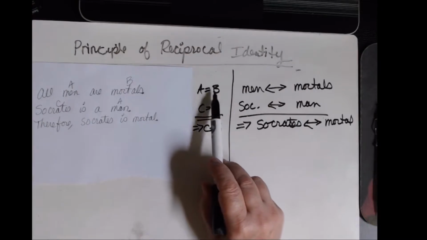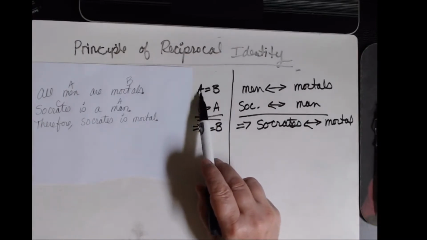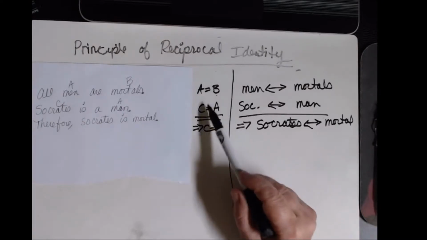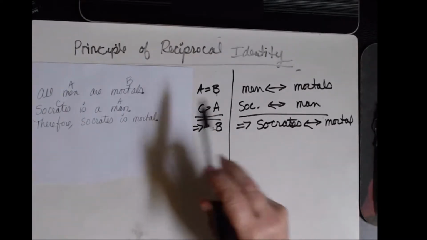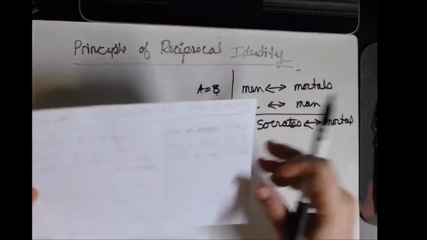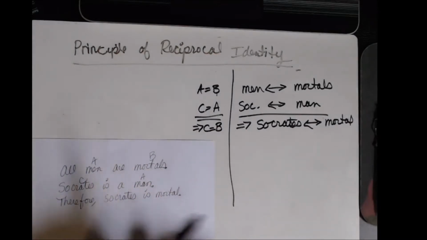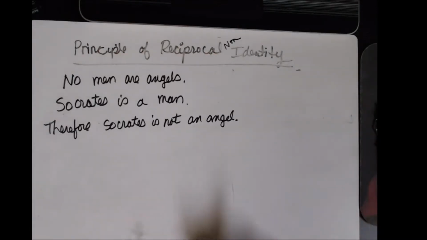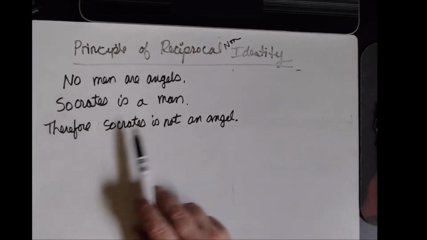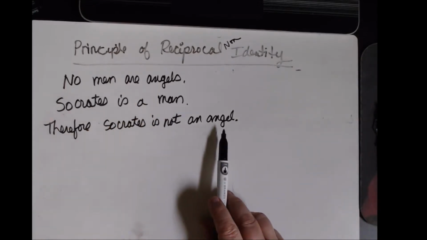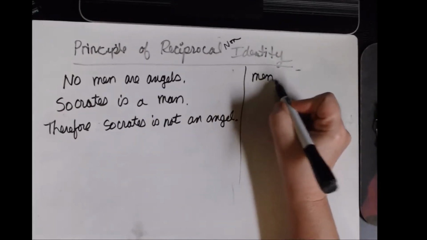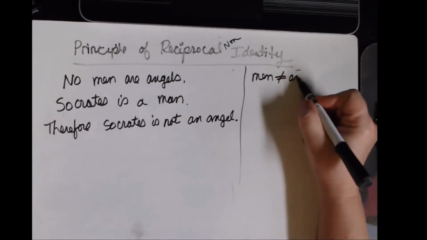If I have a term that is equal to a third term, and another term that is equal to that third term, therefore the two terms must be equal to each other. Principle of reciprocal identity. Now likewise, I could look at the principle of reciprocal non-identity. So let's look at this one. No men are angels. Socrates is a man, therefore Socrates is not an angel. In the first premise, I am basically saying that men are not the same as angels.